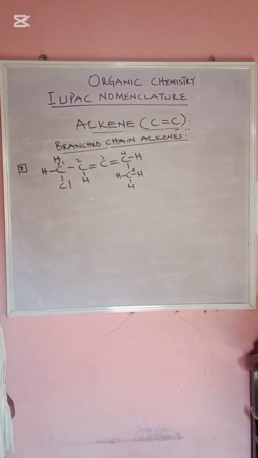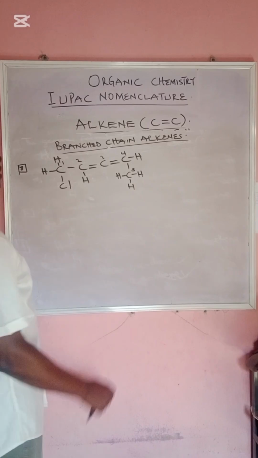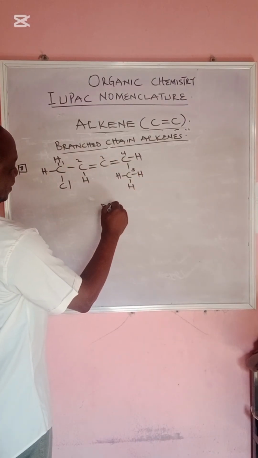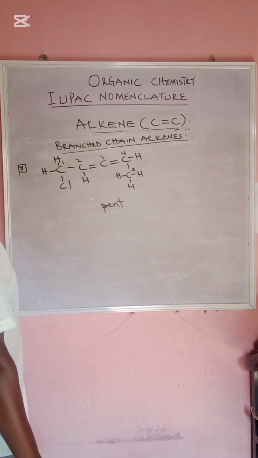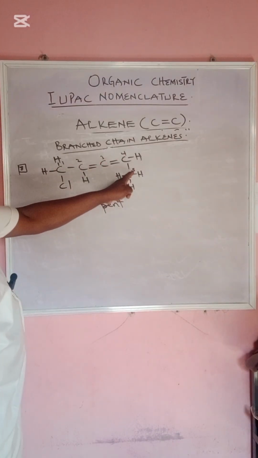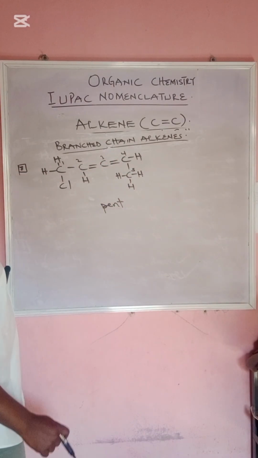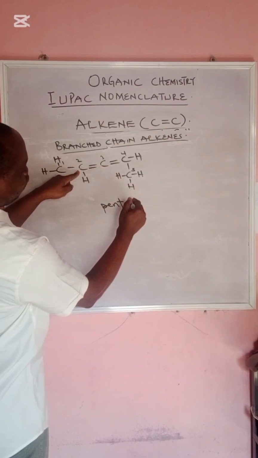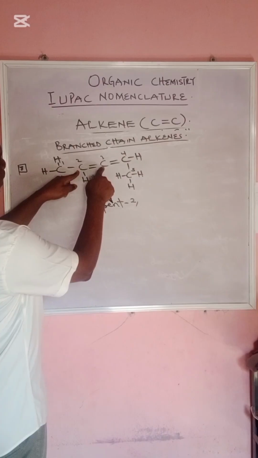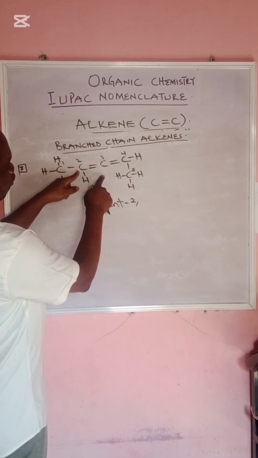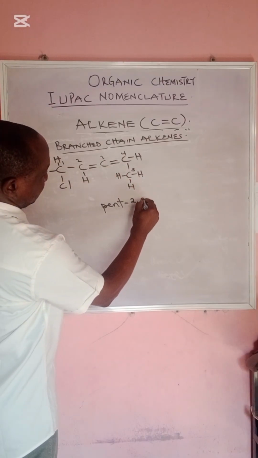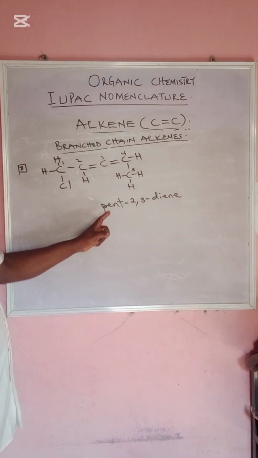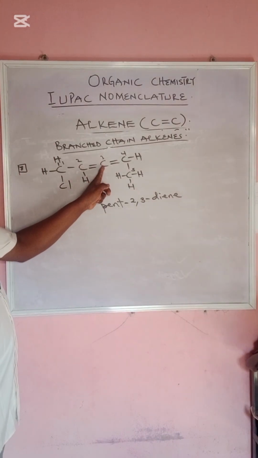So in this case, the parent name is pentane. 1, 2, 3, 4, 5. So the methyl is attached to carbon 2. Between 2 and 3, I will take 2 first. Another methyl between 3 and 4, I will take 3. So dimethyl here. So we have seen pent 2, 3 dimethyl.